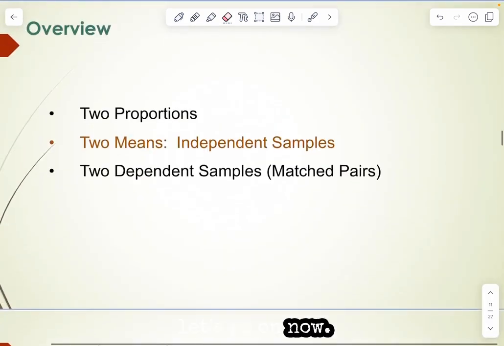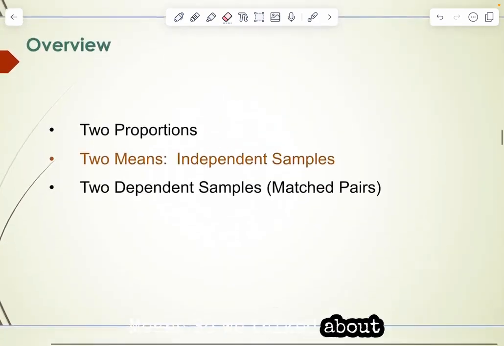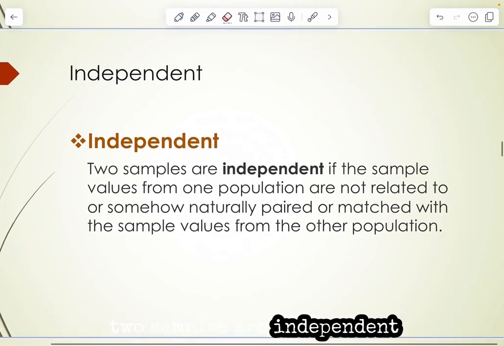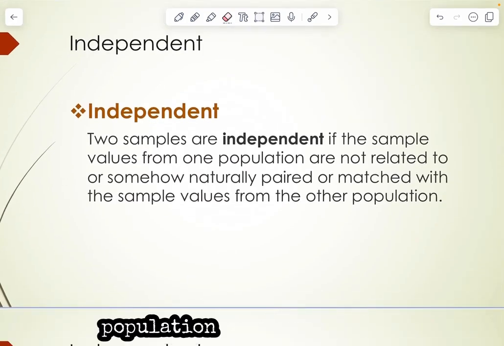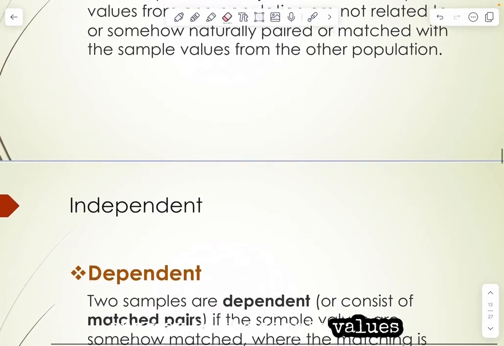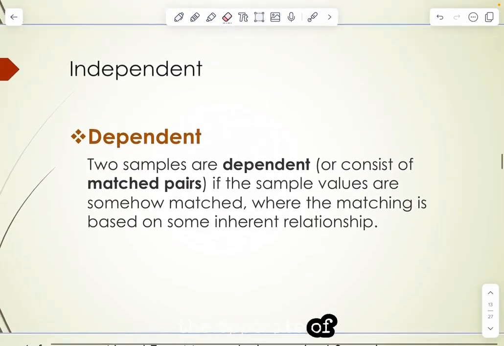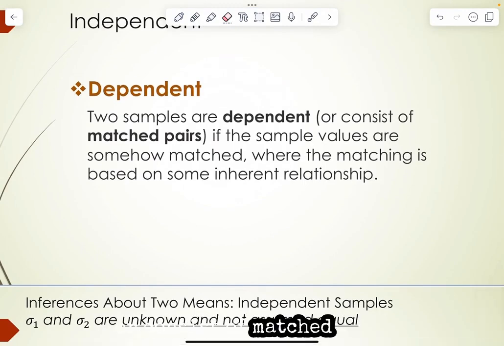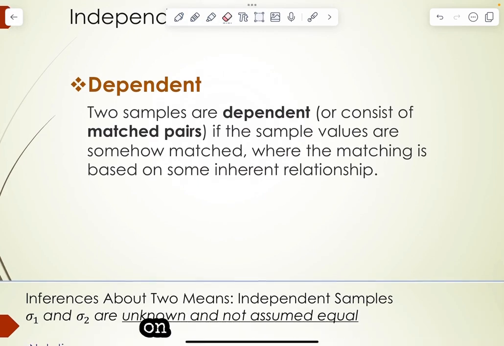Let's go on now. Means. So we talked about proportions, now we need to talk about means, independent samples. Two samples are independent if the sample values from one population are not related in any way to the sample values from the other population. The opposite of that is dependent. Two samples are dependent or consist of matched pairs if the sample values are somehow matched based on some relationship.